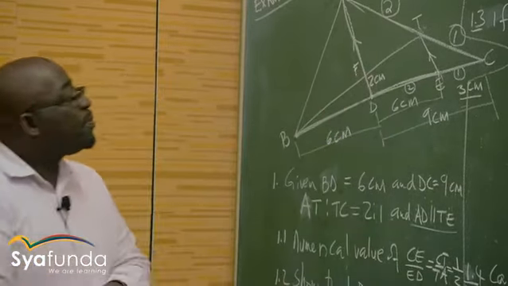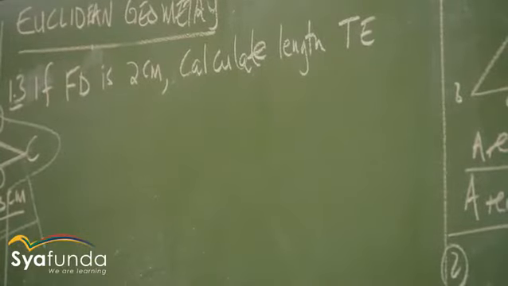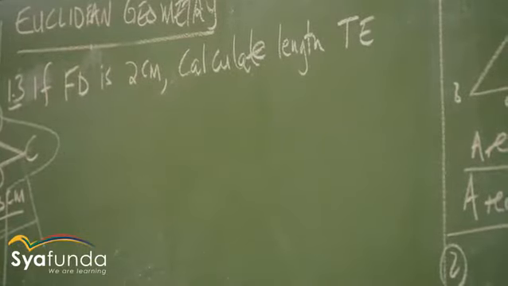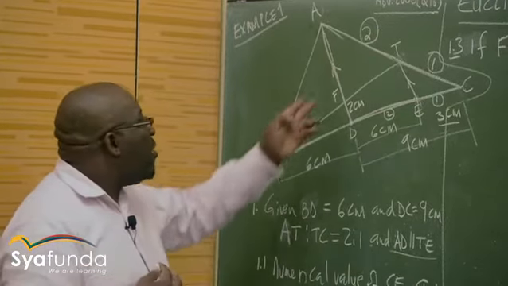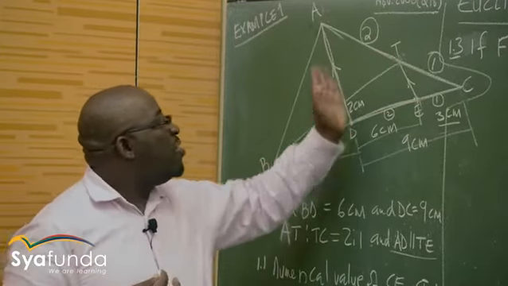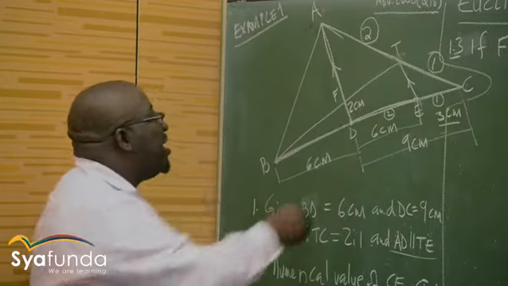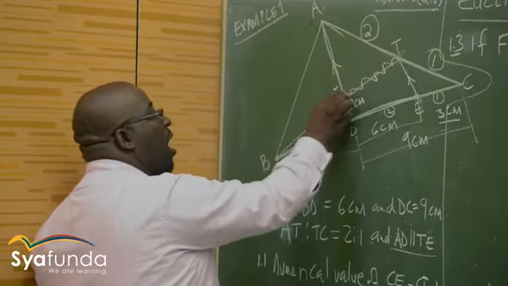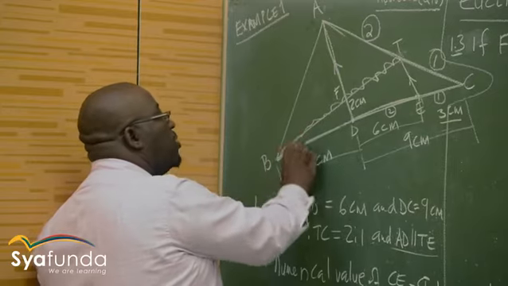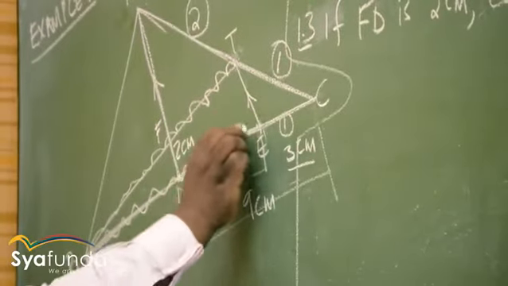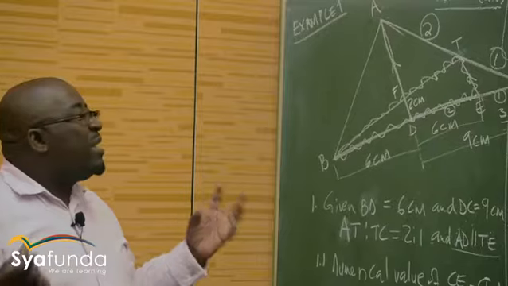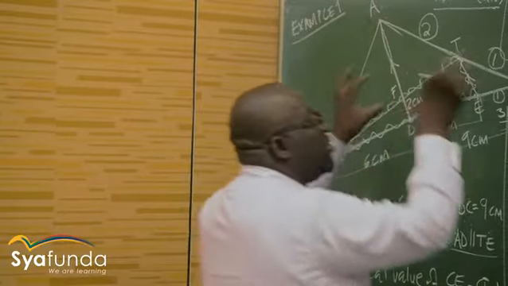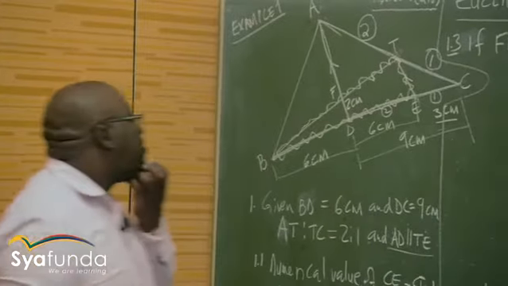Calculate TE. Remember one thing. This line is parallel to this. I'm just looking for the theorem. Here is FD, a line parallel to this one. So in other words, there is a triangle inside, it will be this triangle. Do you see that triangle? To make life easier, let's take it out and put it here. Let's take the triangle and put it here.